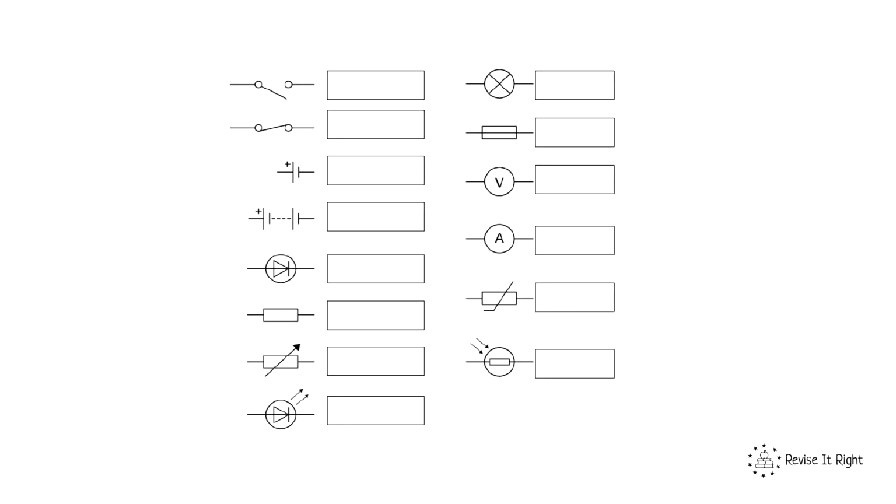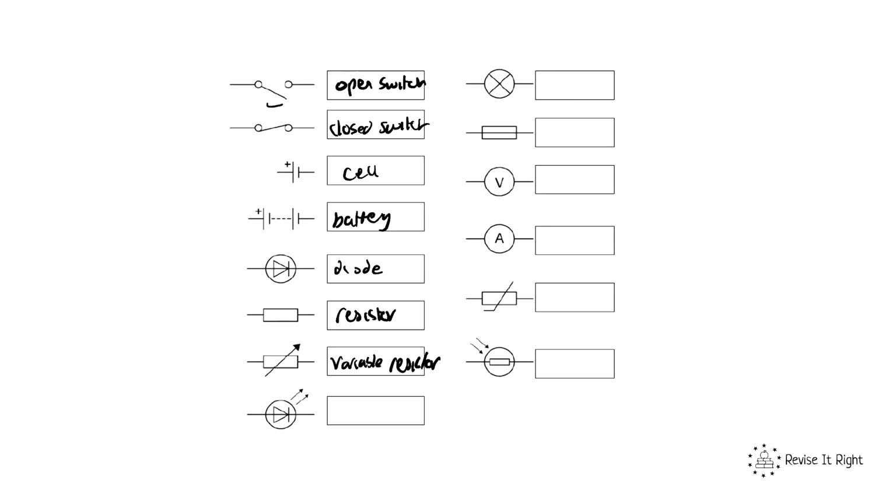Okay, so let's go through them. So this first one here, this is an open switch. Okay, so this symbol here represents an open switch, and therefore this one here represents a closed switch. This symbol here is a cell, and this is a battery. This symbol here represents a diode, and we'll talk about what all these are in a future video. This symbol here is a resistor, and this symbol here is a variable resistor.